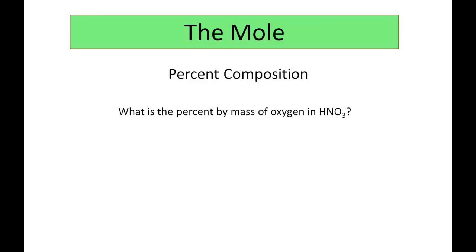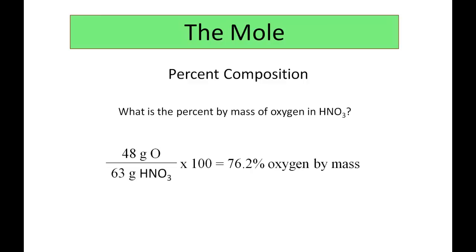Here's another problem. What is the percent by mass of oxygen in nitric acid? Notice we have 3 oxygens in nitric acid, each weighing 16 grams per mole. So if we had 1 mole of nitric acid, we'd have 48 grams of oxygen. If we add up all of the elements, the hydrogen, the nitrogen, and the 3 oxygens, the total weight of the molecule would be 63 grams. So 48 divided by 63 times 100 gives us 76.2% oxygen by mass in nitric acid.